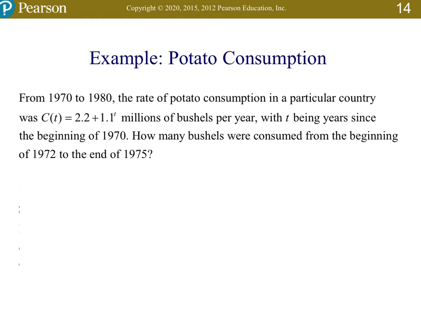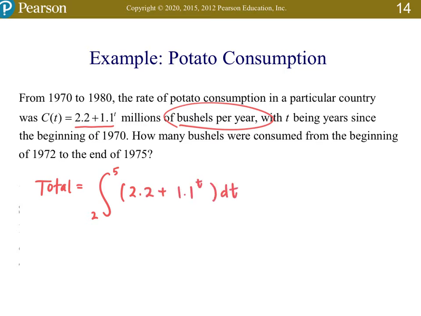Doesn't have to be just water. We can talk about food consumption. We're consuming potatoes here in the millions of bushels. So this is an exponential function, 2.2 plus 1.1 to the t million bushels per year is our unit. And t being the years we're measuring since 1970. So how many bushels were consumed? So our total consumption, going from 72 to 75, 1972, so that would be 2 to 5, because we're measuring the years since 1970. 2.2 plus 1.1 to the t, and then dt, again, because we're measuring the time interval.